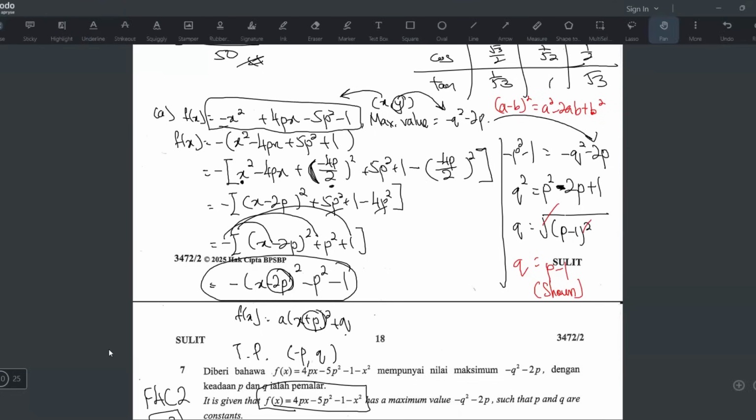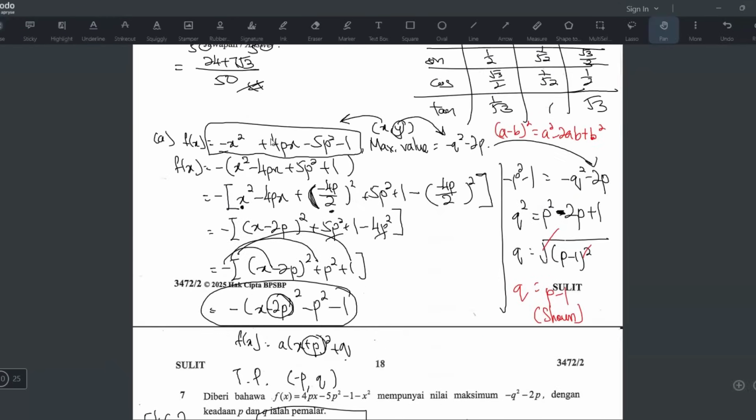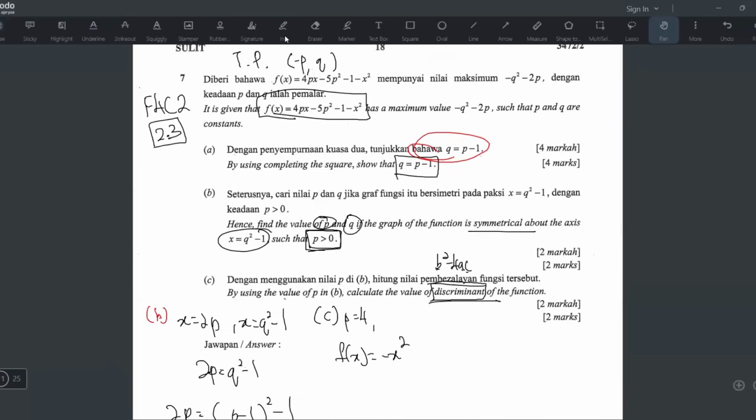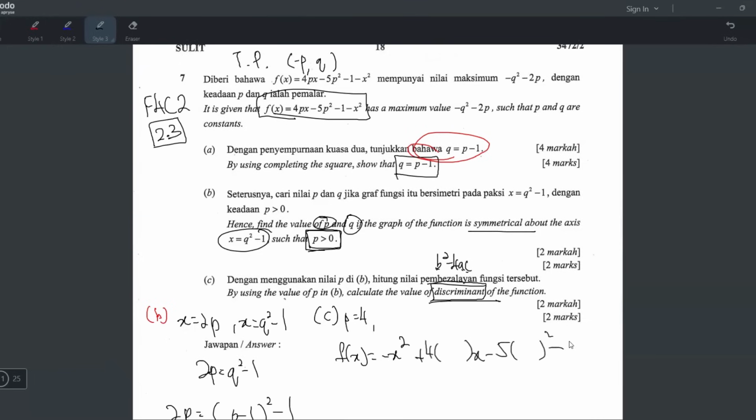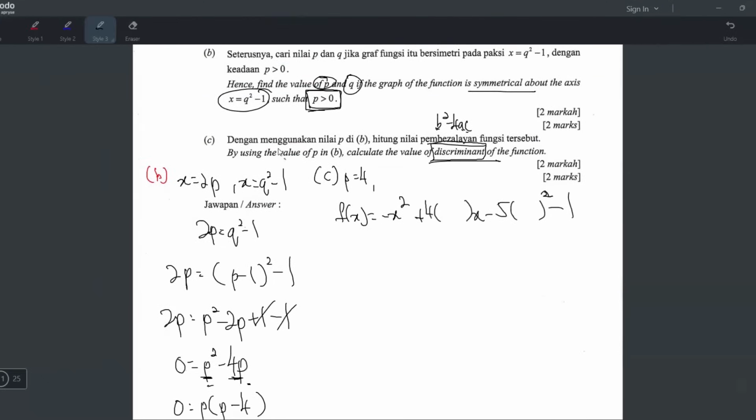So f(x) equals negative x squared, plus 4px, minus 5p squared, and then minus 1. Okay. All right, this is the equation. But the P actually I know already, it's 4. And they already said by using the value of P in B. So just sub the P for 4.